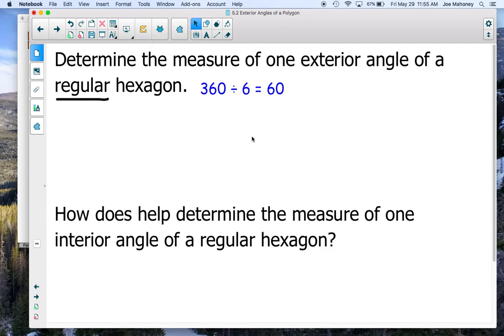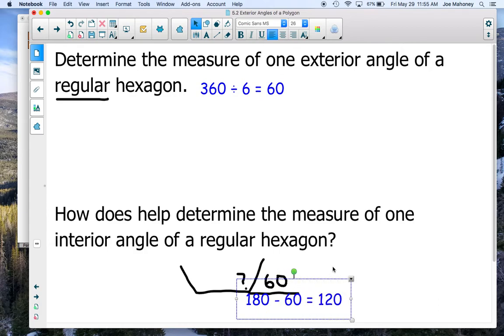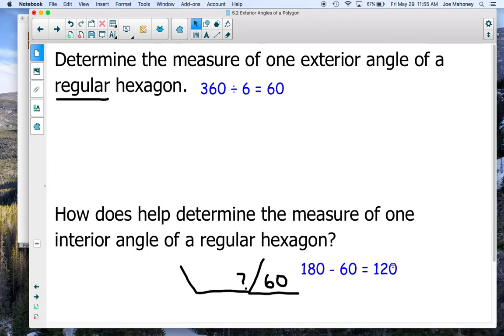And if you know that the exterior angle is 60, think about how to find the interior angle. I'm going to draw just a part of the picture. So here's part of our hexagon. It kind of goes something like that. And here is the exterior angle, and that's the angle that measures 60. And I want to find the measure of the interior angle. Well, won't they be a linear pair? So if I do 180 minus 60, I'll get 120. So the exterior helps us get the interior.